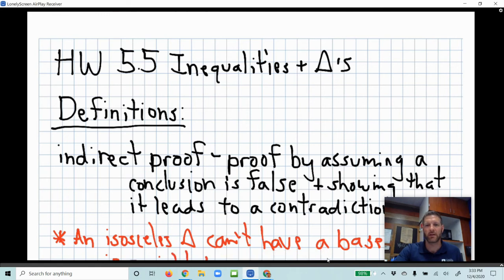All right, geometry friends, here we go. We're launching into 5.5, inequalities and triangles. And again, in this chapter, after looking at points of congruency and after looking at the mid-segment theorem, we're now looking at another quality of triangles, and that is the relationships of their sides and their angles.